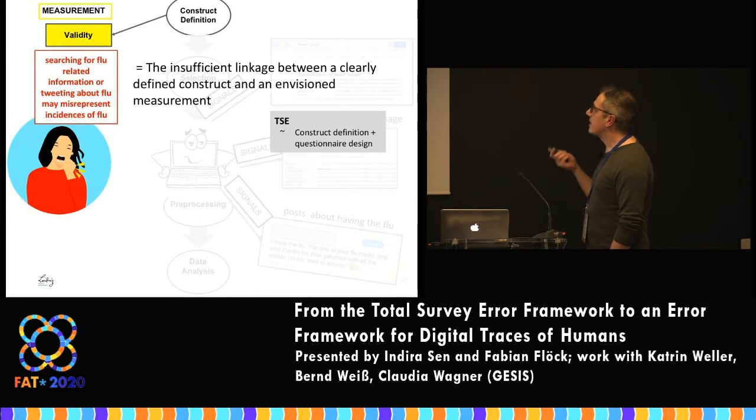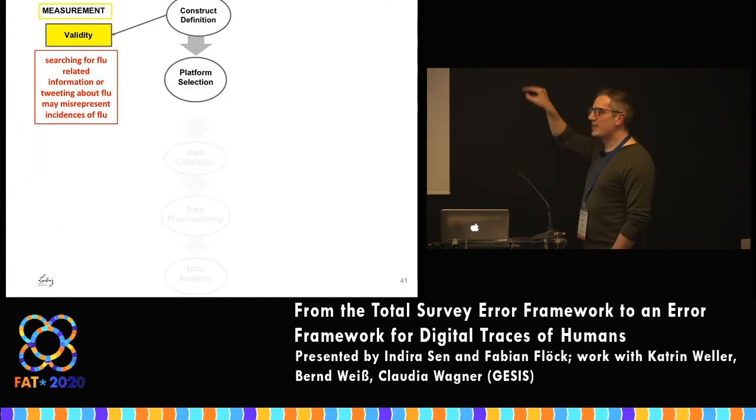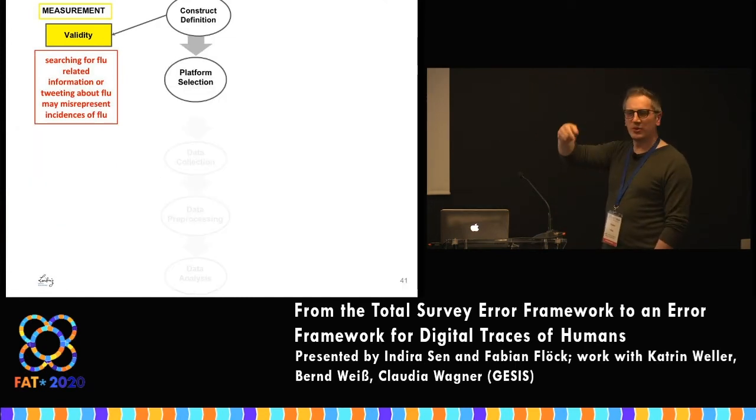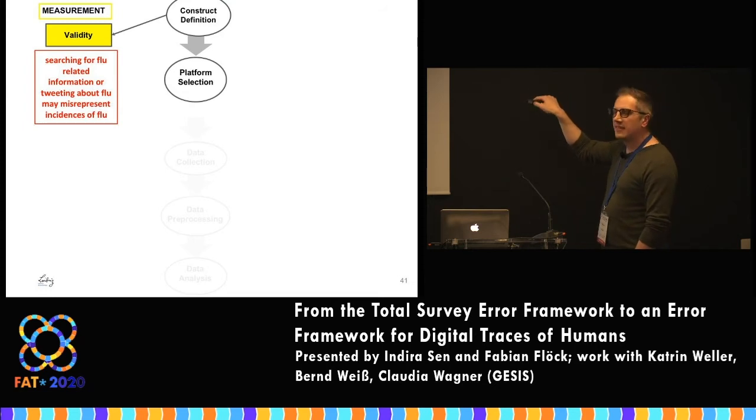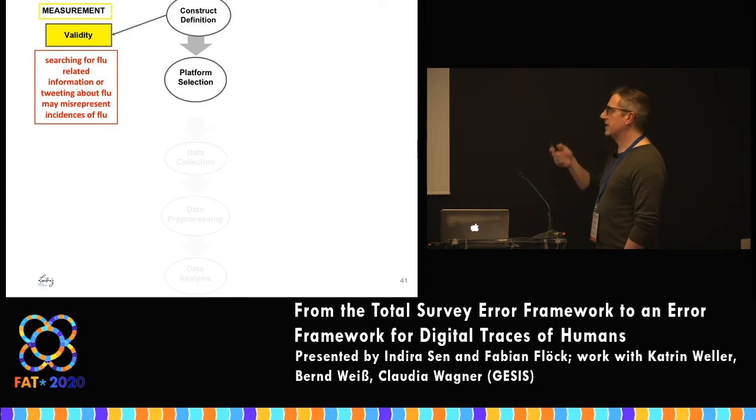So that's the first step. The second step would be I select a platform. And of course, in reality, that's not how it works. In an ideal world, again, ideal world, I would define a construct and then I go to the platforms. But you already see that I have to think about the platform and how the platform looks when I define a construct. So we could have also drawn this next to each other, but this builds on this basically in some way.